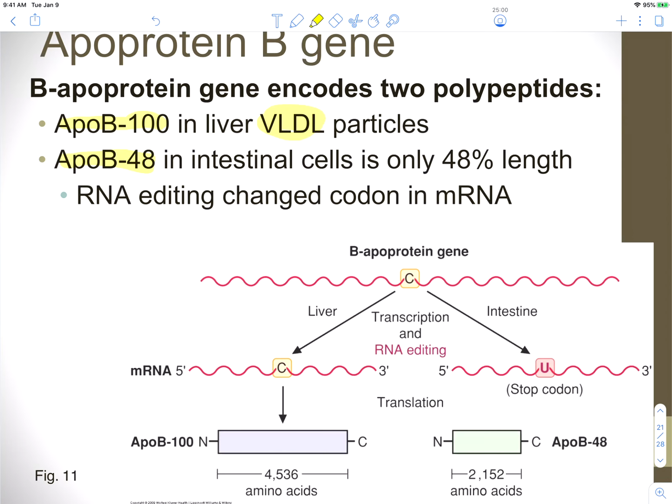So they both come from the same ApoB gene. They just have different gene transcriptions depending on if you're in the liver or if you're in the intestine. So in the liver, you have a very long protein product, so that's why it has 100. And in the intestine, you have it truncated because you have a stop codon inserted. And so you get a shorter version of the protein. But again, this can be used to differentiate between the two particles.